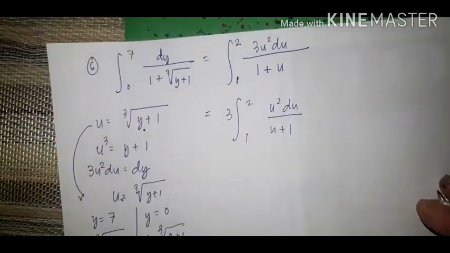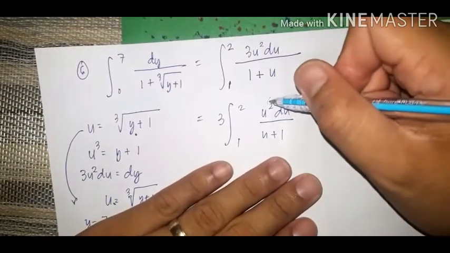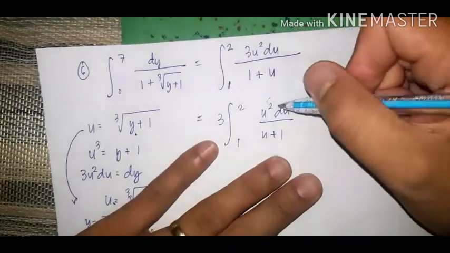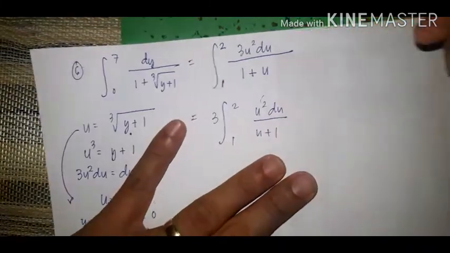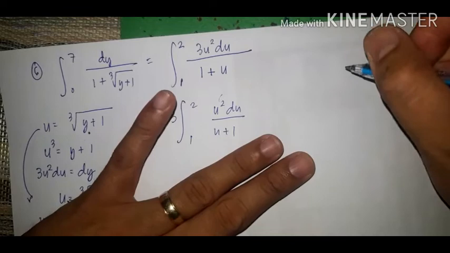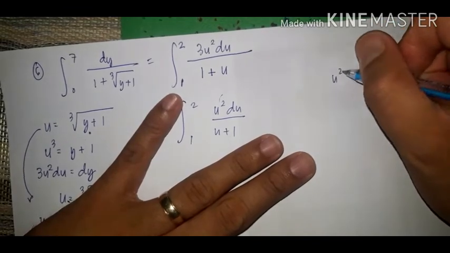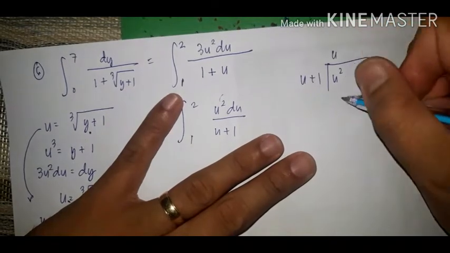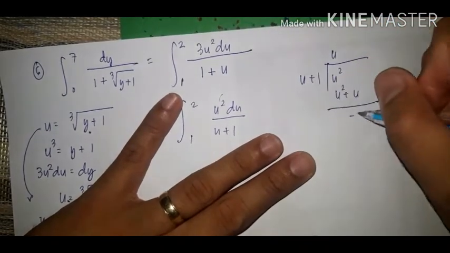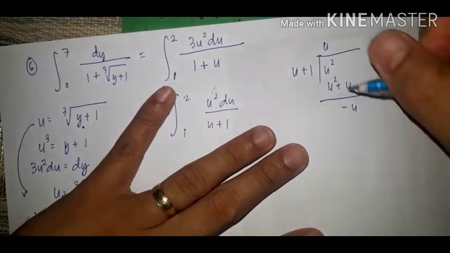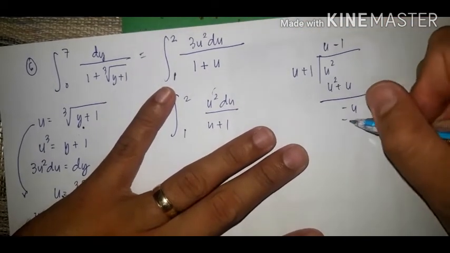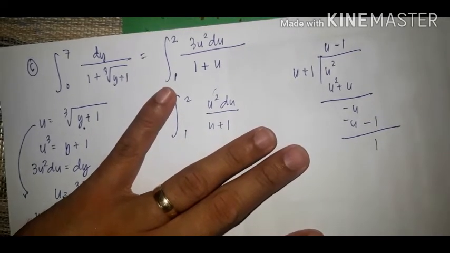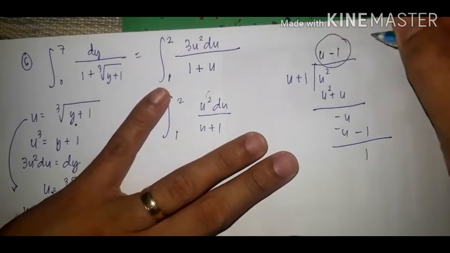So as you can see, meron na naman akong 2 na exponent, which is degree 2. This is degree 1. So which is greater? So again, greater ang degree ng numerator. So I need to divide first. So u squared over u plus 1. So u squared divided by u is u. This is u squared plus u. This is negative u. Negative u divided by u is negative 1. This is negative u minus 1. So subtracting ulit, this gives you positive 1. So this is your quotient.